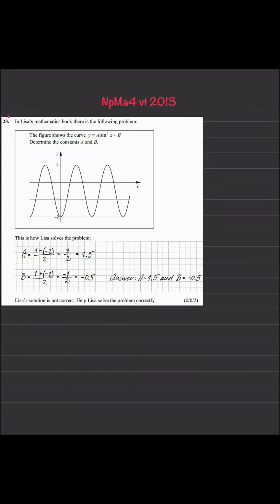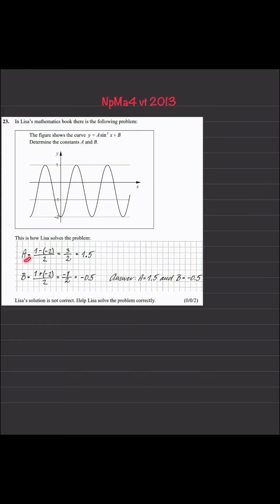Hello, this is problem 23 from this national exam. In Lisa's mathematics book, there is the following problem. The figure shows the curve y equals a sine x squared plus b. Determine the constants a and b. This is how Lisa solves the problem.